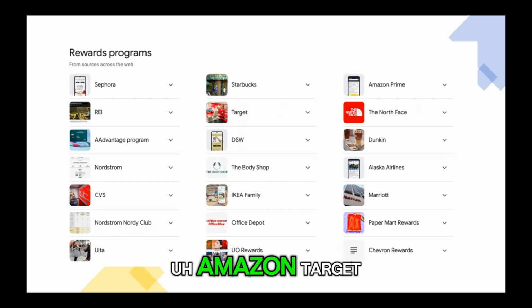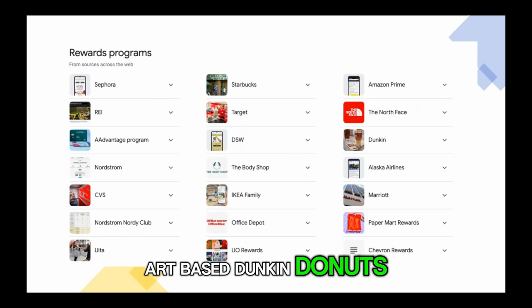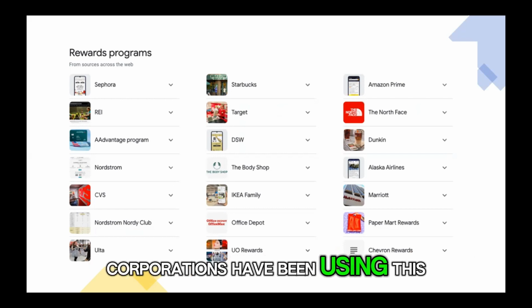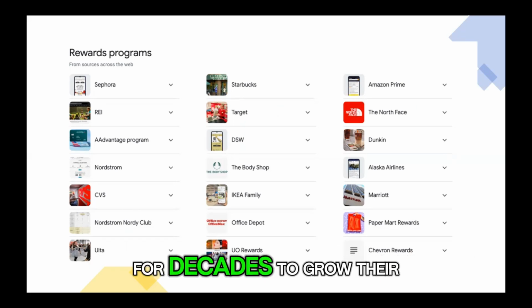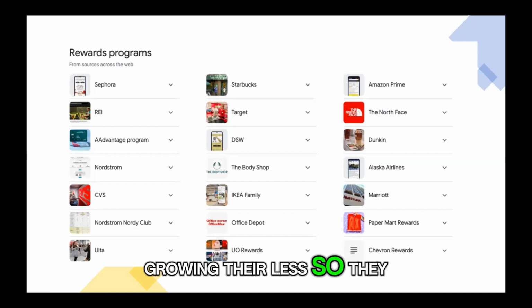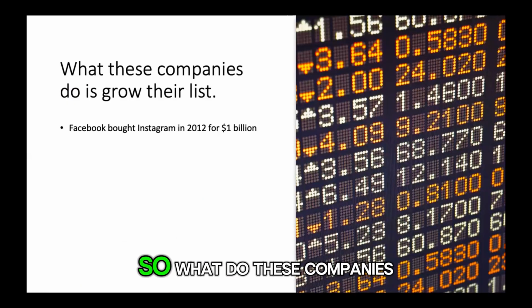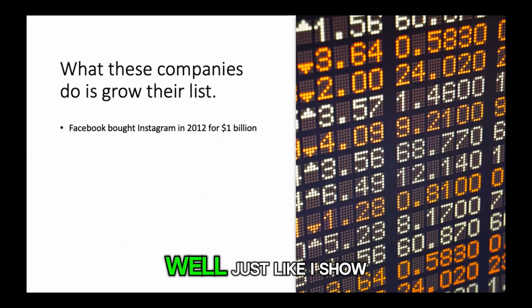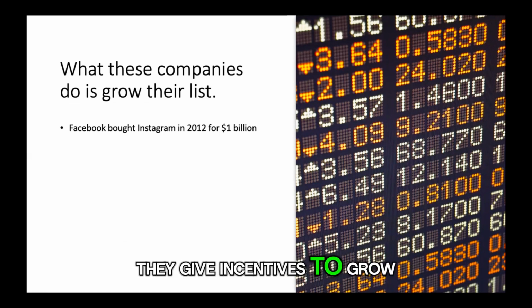Sephora, Amazon, Target, North Face, Dunkin' Donuts, Marriott, and other big corporations have been using this same method for decades to grow their business by growing their list so they can retarget their list. So what do these companies do to grow their list? Well, just like I showed you in the previous slides, they give incentives to grow a list.